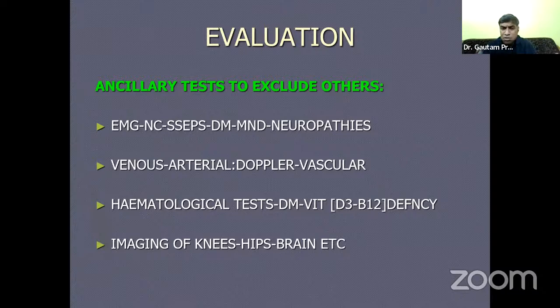So we asked him to just get his piles treated first, and you will be surprised, after 2 months when we called him, he didn't turn up. So we called him. He said the piles had been taken care of. I have undergone a surgery, and the hemoglobin has shot up. It's around 10, 11. And now the vascular claudication that I was having has reduced significantly. So all these things have to be taken into account.